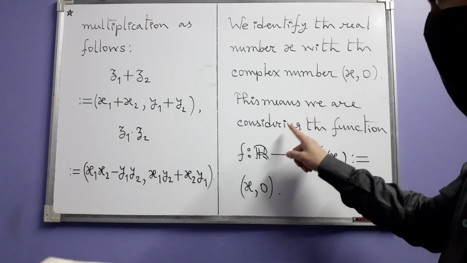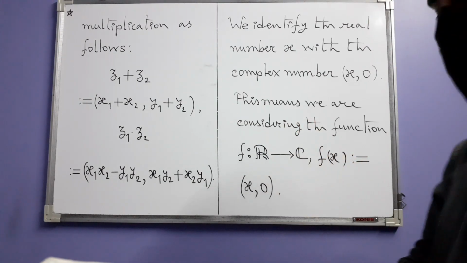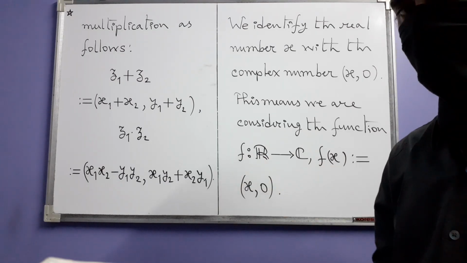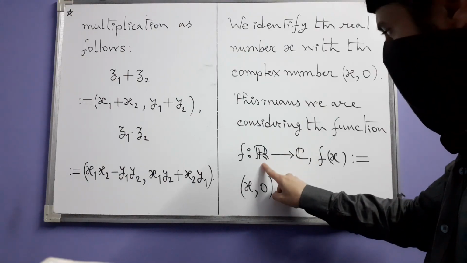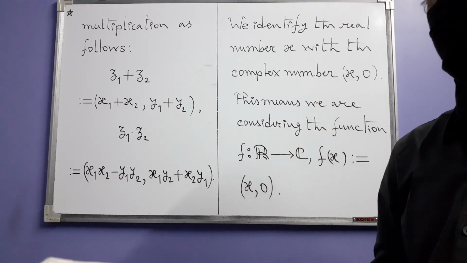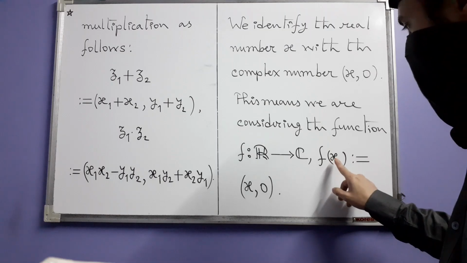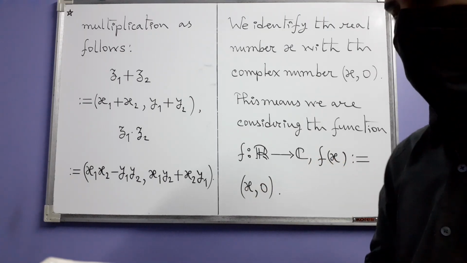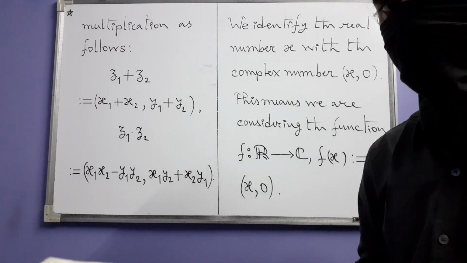This just means that we are considering the following function from the set of real numbers. Let me just give it any name, say f, from the set of real numbers into the set of complex numbers, and the function maps the real number x onto this complex number or this ordered pair x comma 0.